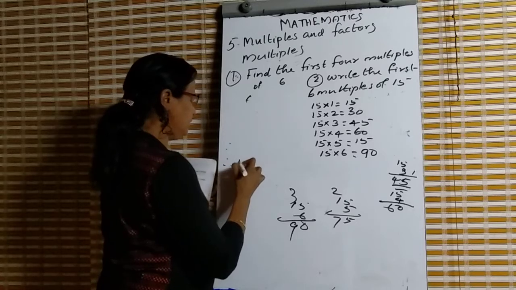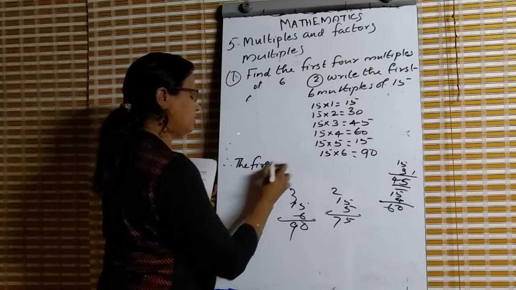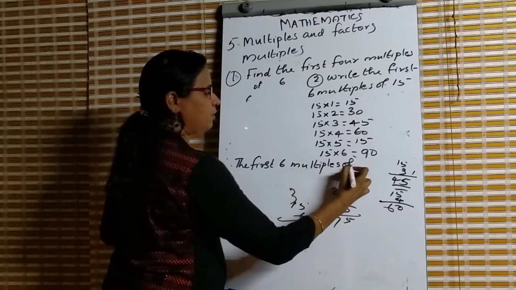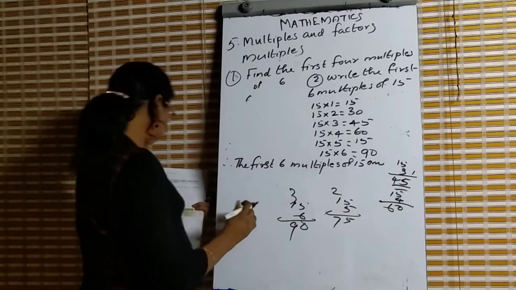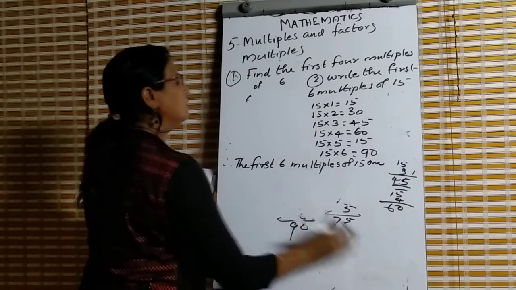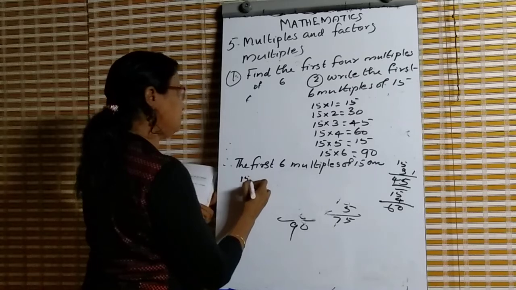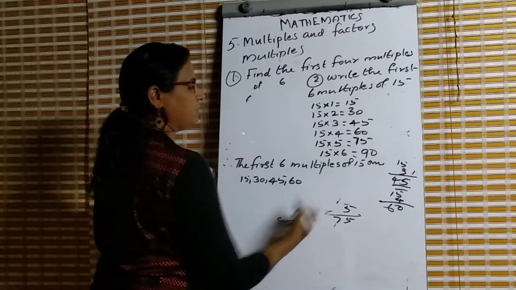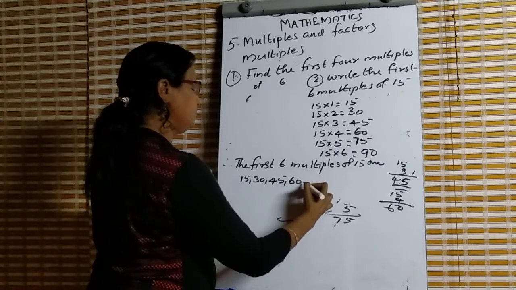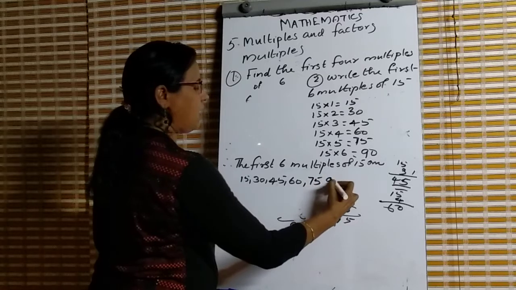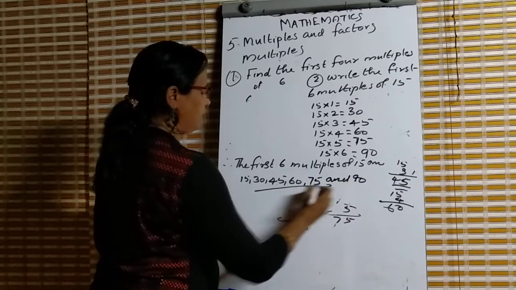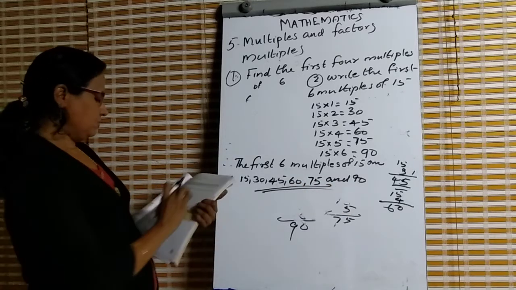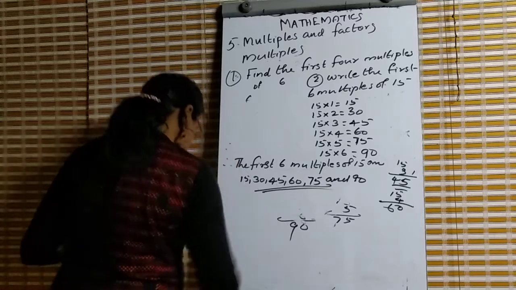Therefore, the first 6 multiples of 15 are 15, 30, 45, 60, 75, and last, 90. These are the first 6 multiples of 15. Write this in your notebook.